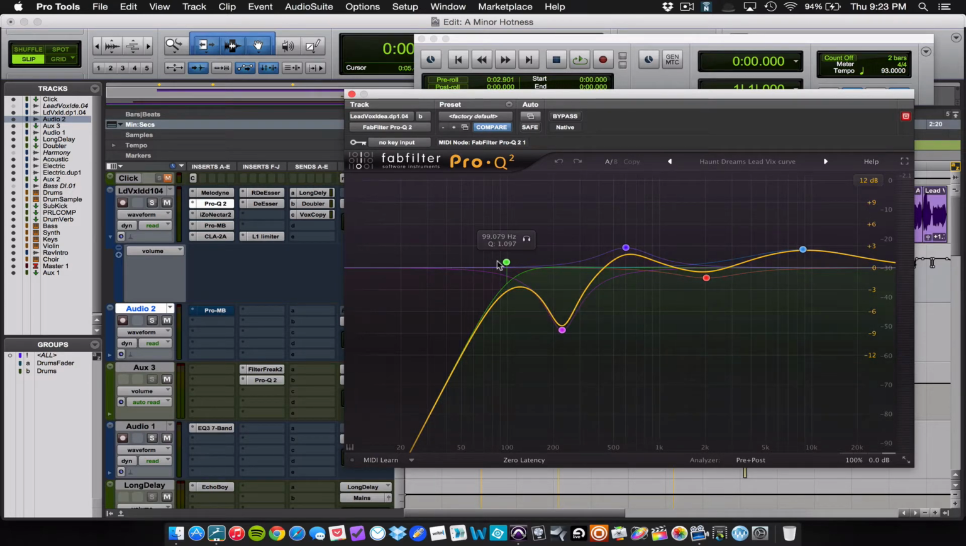You'll notice that I'm rolling off everything below 100 essentially, and then I'm cutting it around 230, quite a bit, almost 9 dB, with a medium size Q. Boosting a little bit, only a little over 2 dB at 600, and then subtracting around 2 dB at 2K, and then giving it some air up top with 2.5 dB at almost 9K. So let me show you.